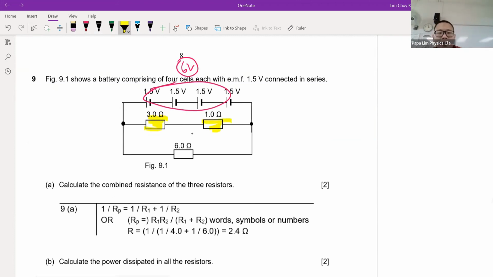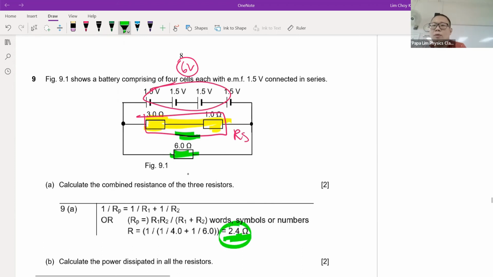Okay, and the two of them will actually be in parallel with your 6 ohm. So for the combined resistance, I will sum up the resistance in the series circuit first. Then the resultant sum of the series is in parallel with the 6 ohm. So I will sum the circuit by series first, followed by parallel. If you sum the resistance correctly, the answer will be 2.4 ohms.